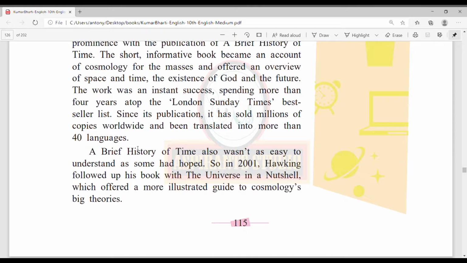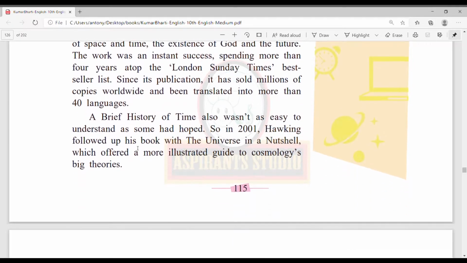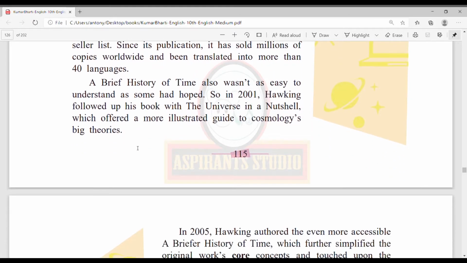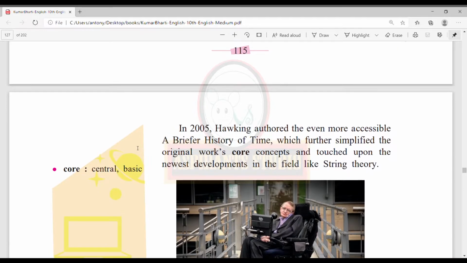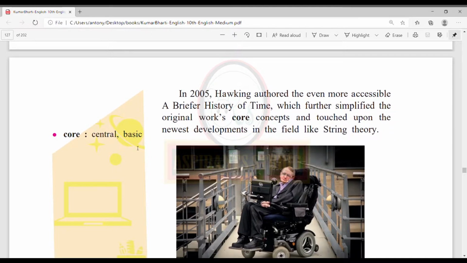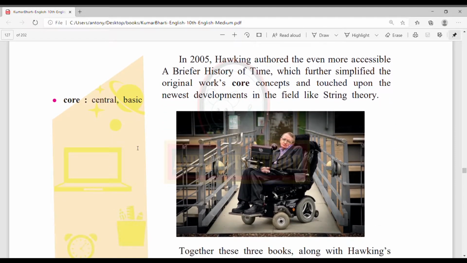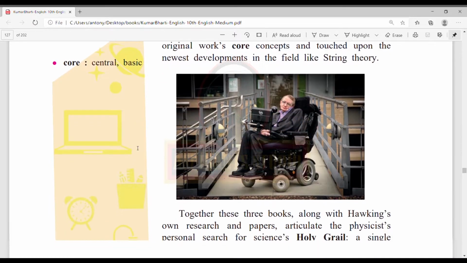A Brief History of Time also wasn't as easy to understand as some had hoped. So in 2001, Hawking followed up his book with The Universe in a Nutshell, which offered a more illustrated guide to cosmology's big theories. In 2005, Hawking authored the even more accessible A Briefer History of Time, which further simplified the original work's core concepts and touched upon the newest developments in the field like string theory.